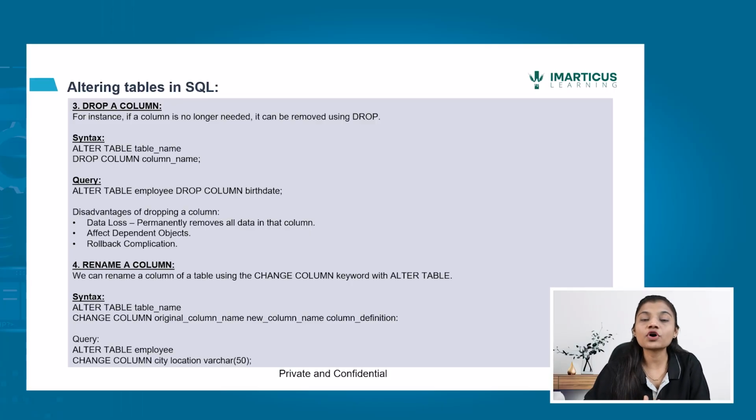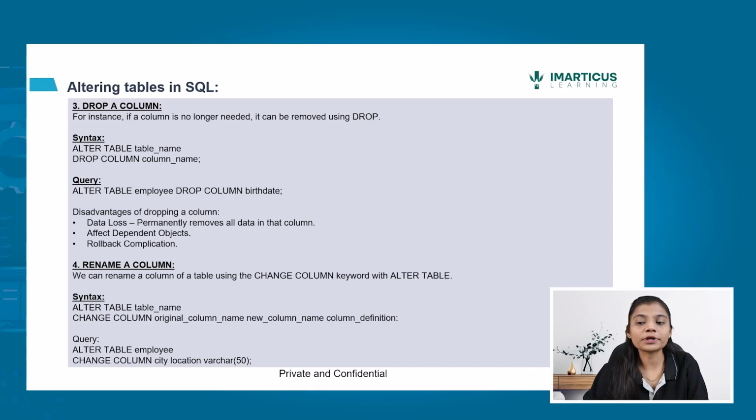So, for instance, if a column is no longer needed, it can be removed using drop. Syntax, if you can see: alter table name, and drop. If you write drop, it's fine, but if you mention drop column, it becomes more applicable. So, drop column and the column name. The query, if you see: alter table employees, drop column birth date. So if I want to drop birth date as a column, I can easily drop it.